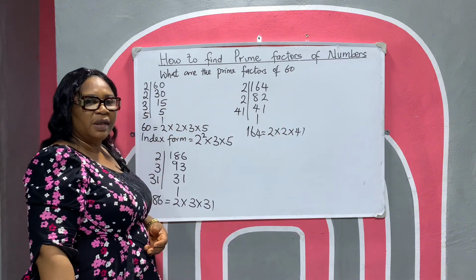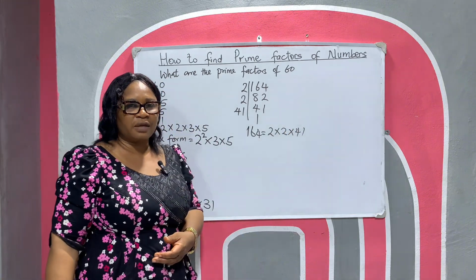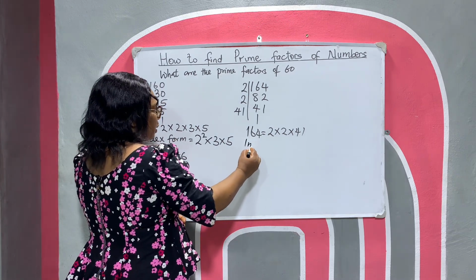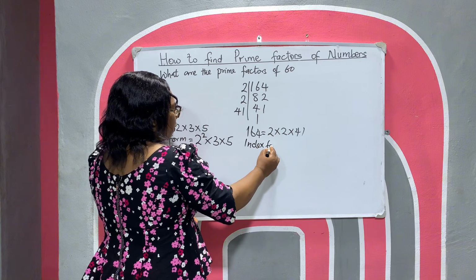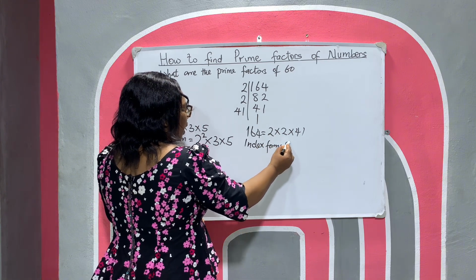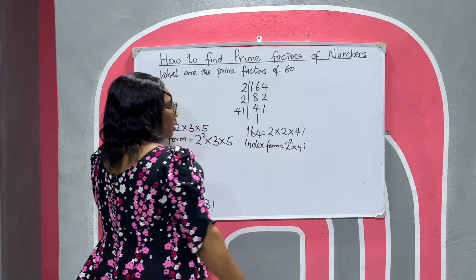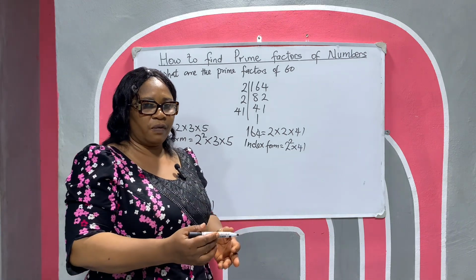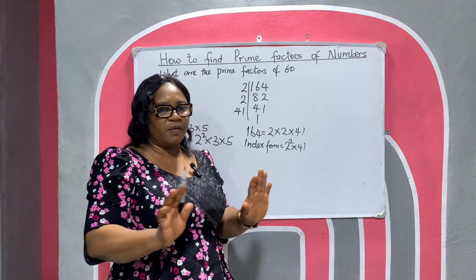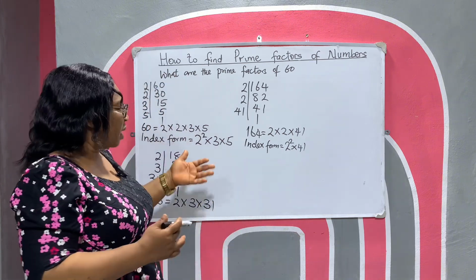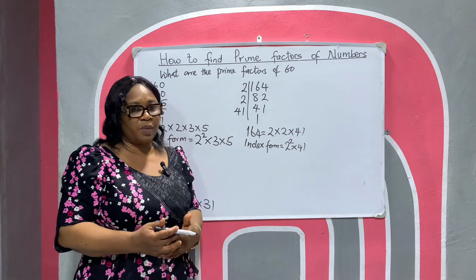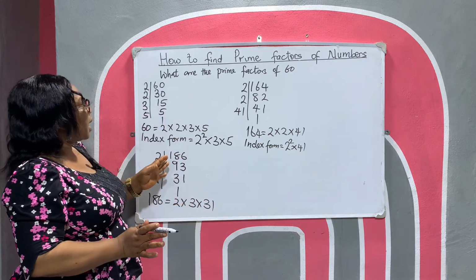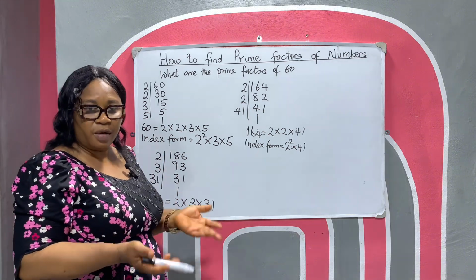Like I did before, if they ask you to leave your answer in index form, you say 2 is 2 times. You talk about index form when the number repeats itself. If the number does not repeat itself, there's nothing like index form. If a number repeats itself, you raise it to a power and you multiply the rest that are single. So this is how to get prime factors of numbers.